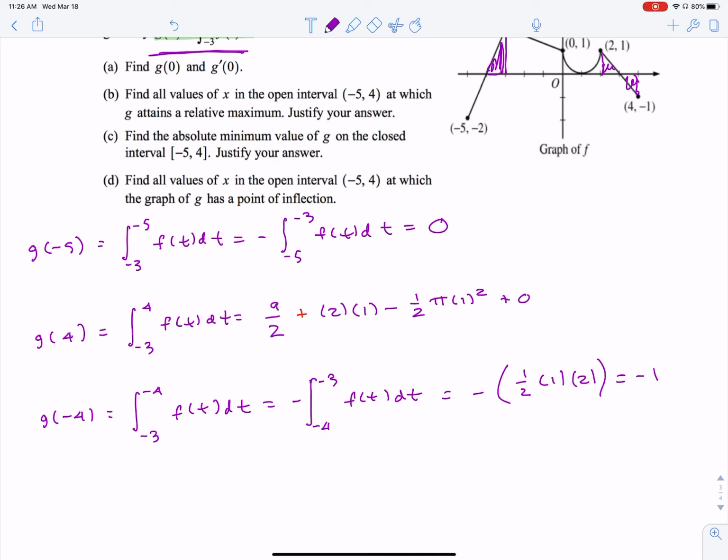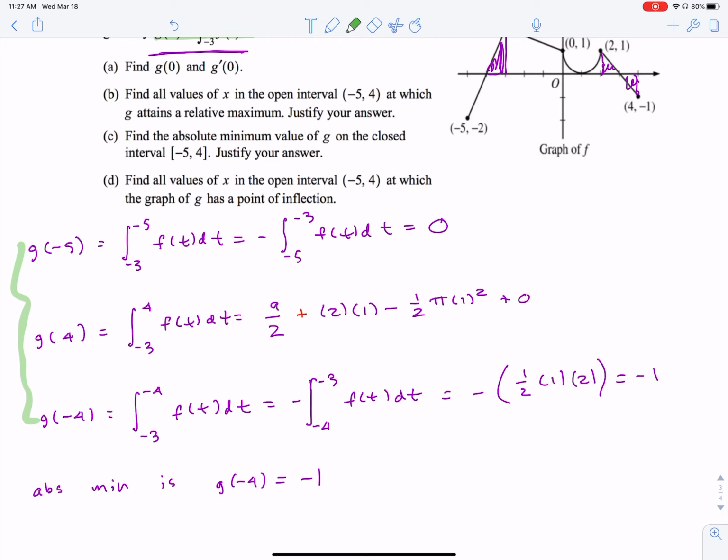So what did they ask here? They asked us to find our absolute minimum value, which is g of -4, which equals -1. Now, notice they did ask for justification. All the stuff that I did above, all this stuff, that's my justification. That's it. I don't need to go any further. I don't need to put it into words or anything. If I have that, that's my justification. Okay? Let's move on to D.